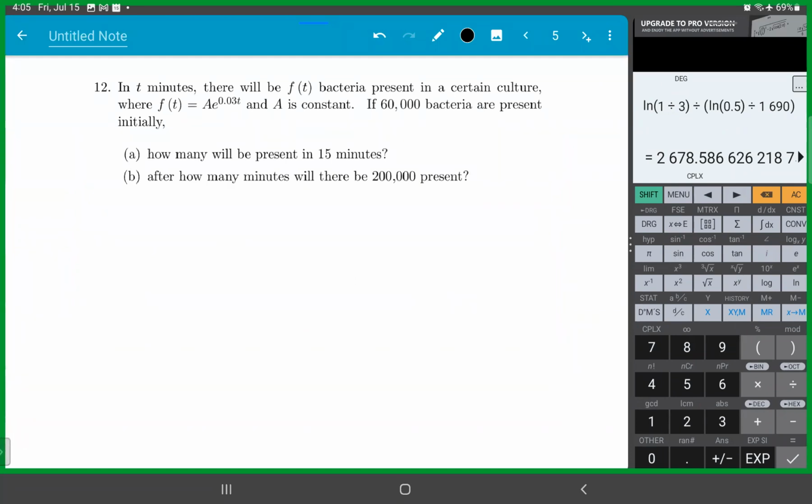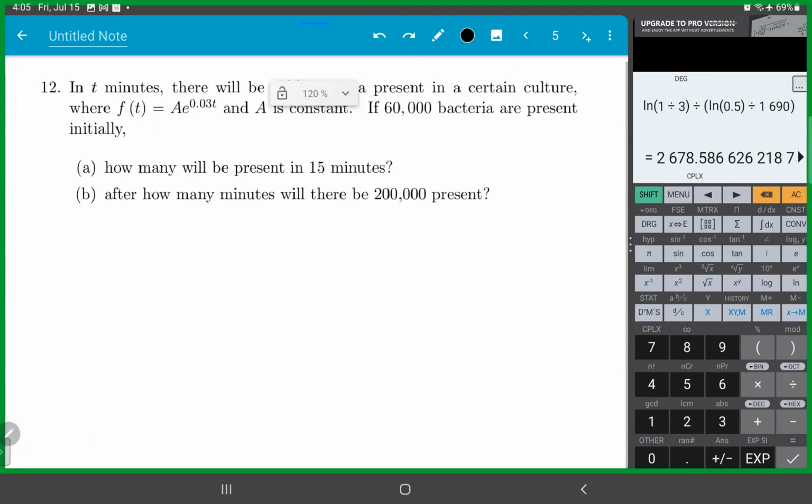So ito mga direct type na ito, no, na binibigay talaga yung initial condition. Hindi kagaya kanina na yung A, hindi binibigay. Okay, let me read the problem first. In T minutes, there will be F of T bacteria present in a certain culture. So dinidefine lang yung variables dyan where F of T is given by A e to the 0.03T and A is a constant. If 60,000 bacteria are present initially, letter A, how many will be present in 15 minutes?